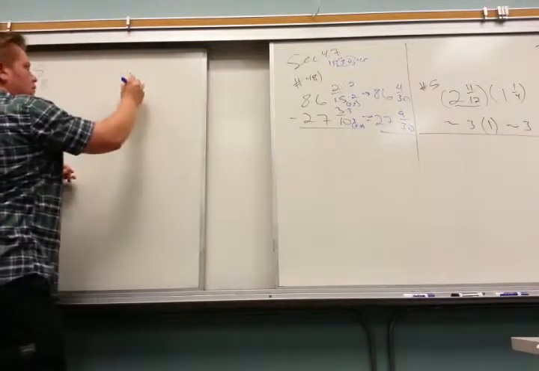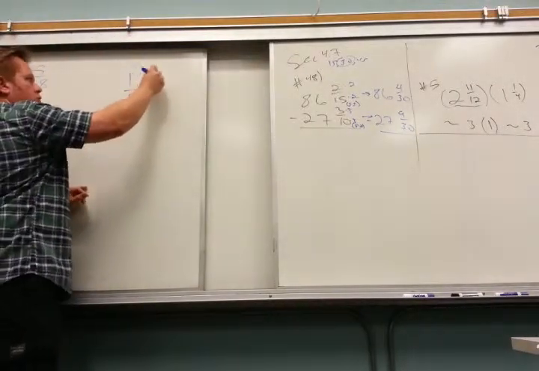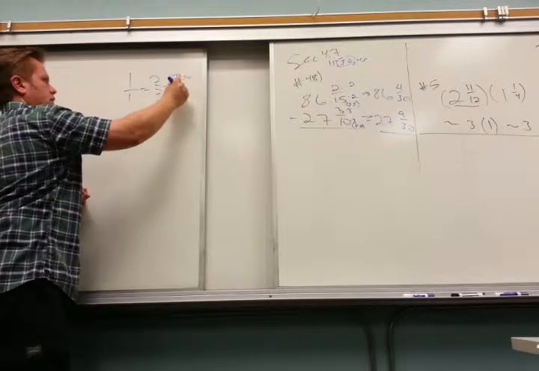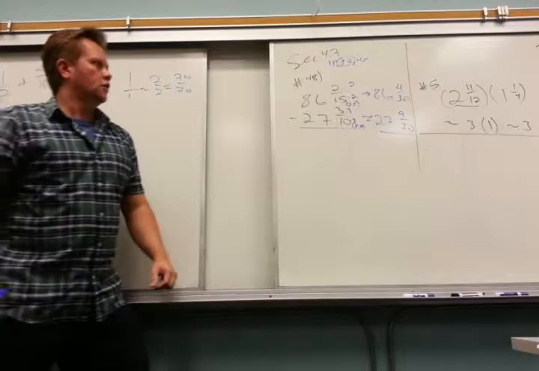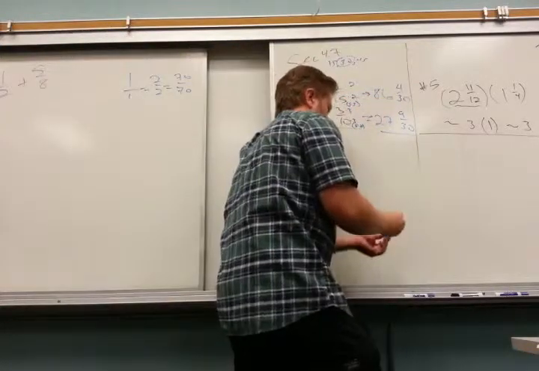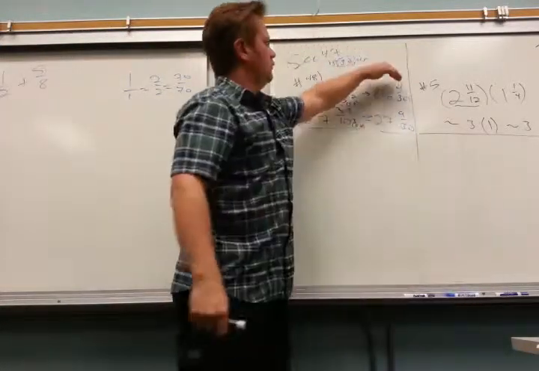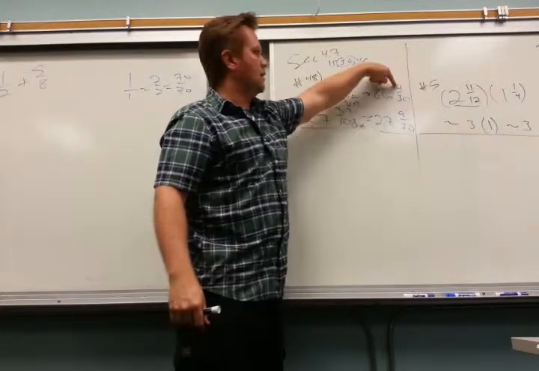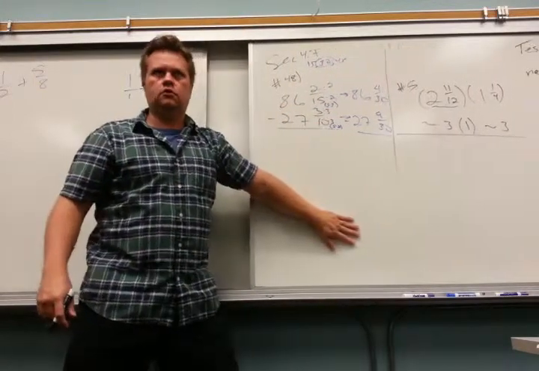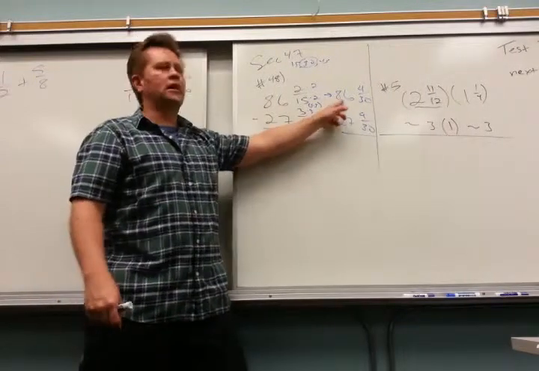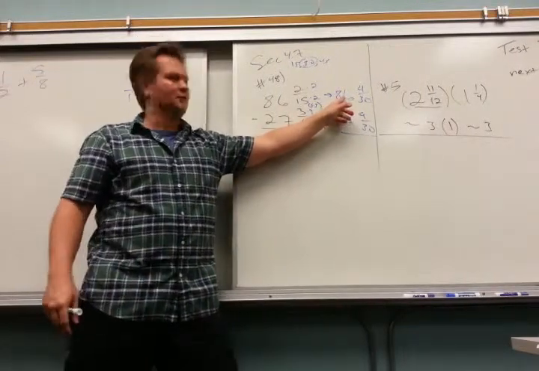1 is 1 over 1, is 2 over 2, is 70 over 70, is whatever over itself I want, right? So if I borrow, anybody see why I have to borrow? Because I got 4/30, 9/30, this is not big enough to handle that.